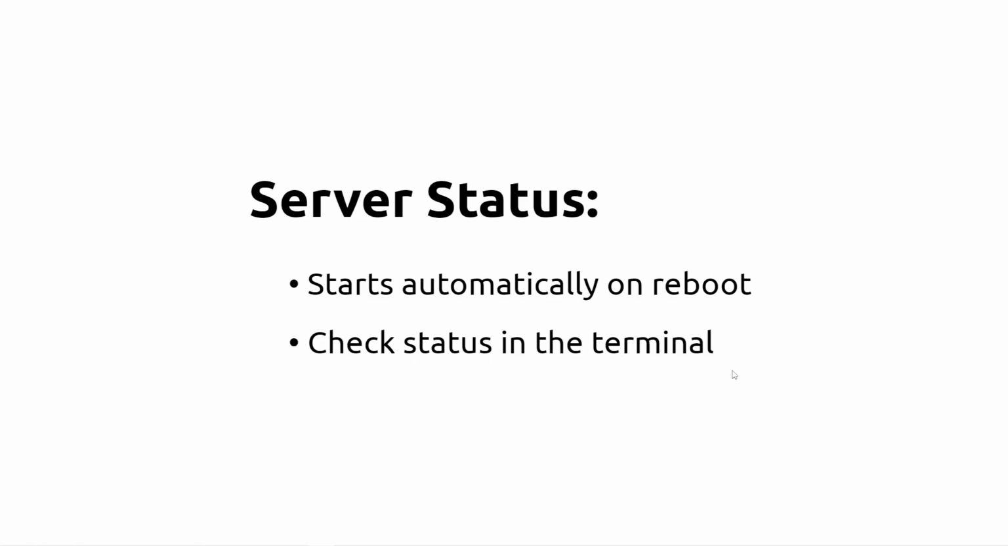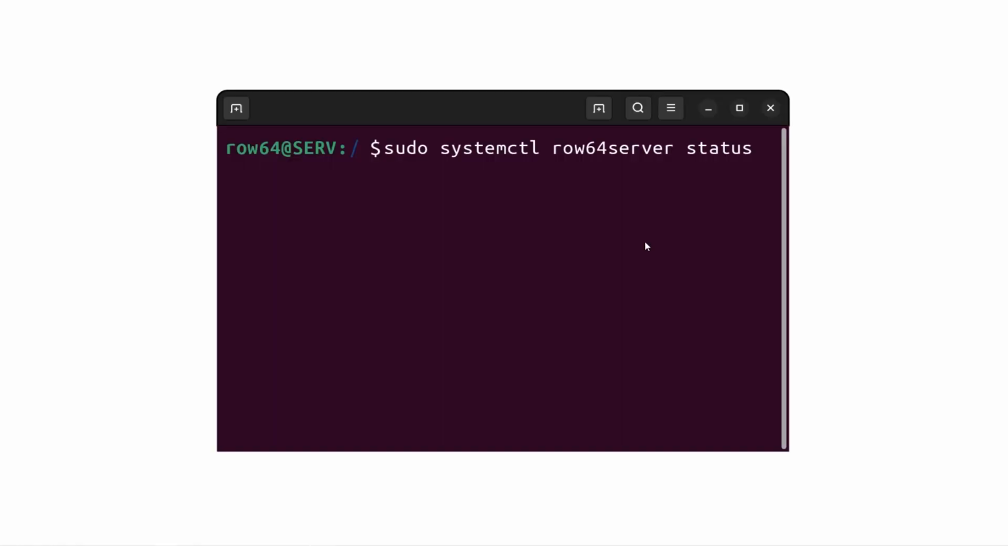Now, you do use the terminal for this. This is the only part of the video where we'll be using the terminal. And it's pretty simple. The terminal is a lot like the Windows terminal. You just type sudo, which means super user, which means you have control over the server. Then systemctl, which is the thing running the services. And you type the name of the service, which is row64server, and then status.